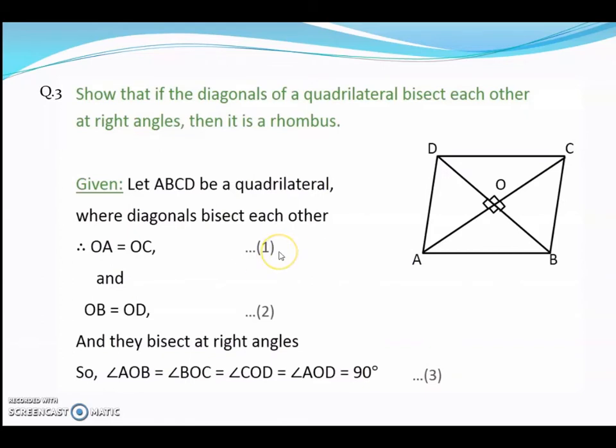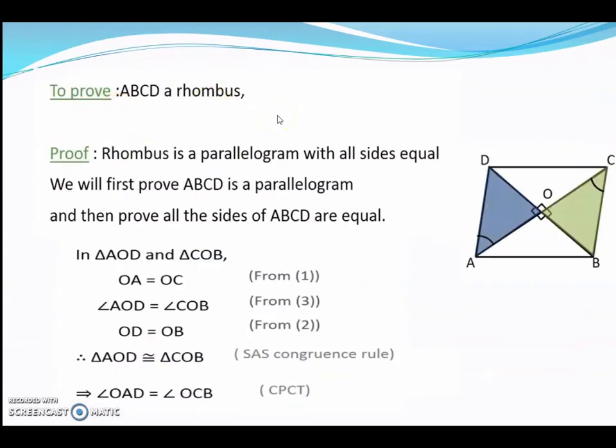So ABCD is a quadrilateral is what is given, and it is given that diagonals bisect each other, which means that if diagonals AC and BD are intersecting at O, then OA and OC are equal and OB and OD are equal. Also it is given they bisect at right angles, which means all these angles AOD, DOC, COB and AOB, all these are 90 each. We have to prove ABCD is a rhombus.